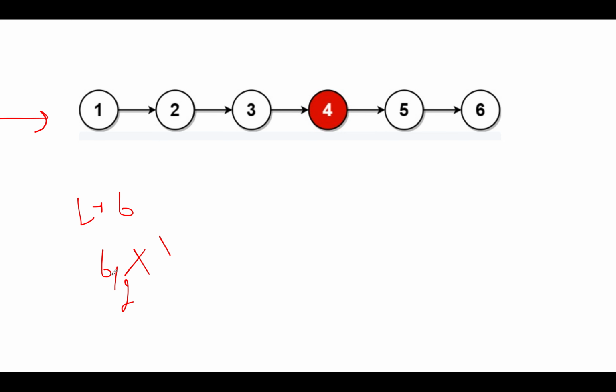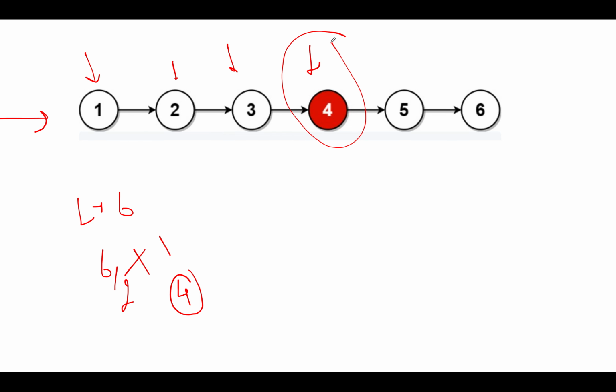So what is length by 2? Length by 2 is 3. 3 plus 1 is 4. So what do we need to do? We need to move the iterator up till 4 positions. 1, 2, 3 and 4. This gives us the middle element by the first approach.